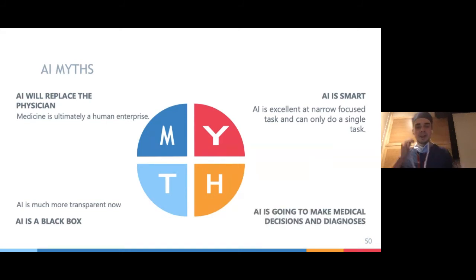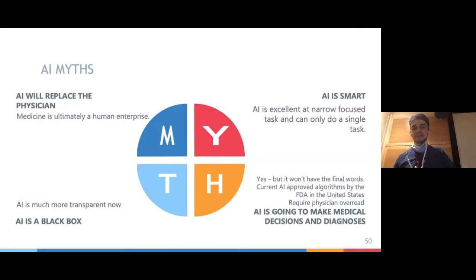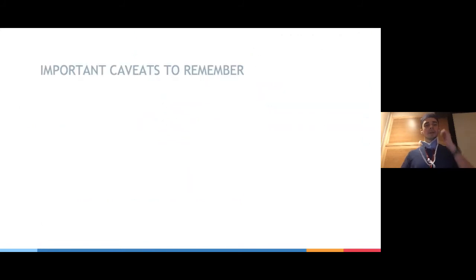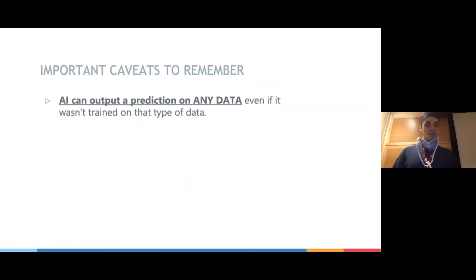And finally, people say that AI is going to make medical decisions and diagnoses, and I think this is half true. It won't have the final word. There are AI algorithms approved by the FDA in the US. They do require physician overread, but there are AI algorithms that can make diagnoses, like I mentioned, for example, diabetic retinopathy. It's also important to remember those limitations.